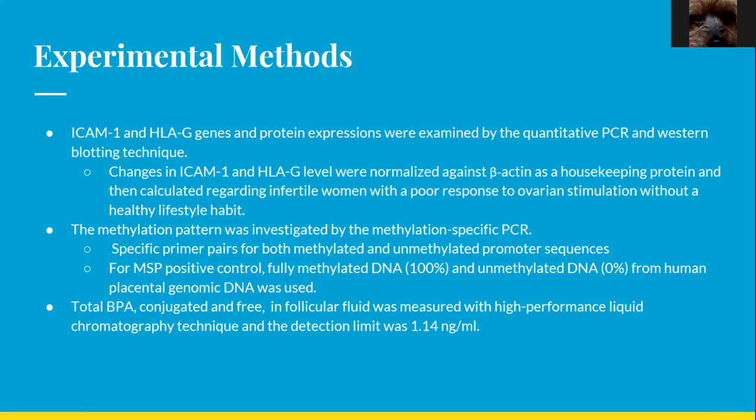Okay, and then the methylation pattern, they researched it by using a methylation-specific PCR. They had to use specific primer pairs for methylated and unmethylated promoter sequences. So basically two primers, so that they could identify which one was methylated and which one was unmethylated. They got those from human placental genomic DNA as a positive control, to compare how accurate their PCR results were. And then they tested the total BPA, the conjugated and free BPA in the follicular fluid, using high-performance liquid chromatography technique. They had a detection limit of 1.14 nanograms per milliliter. Okay, next slide, please.